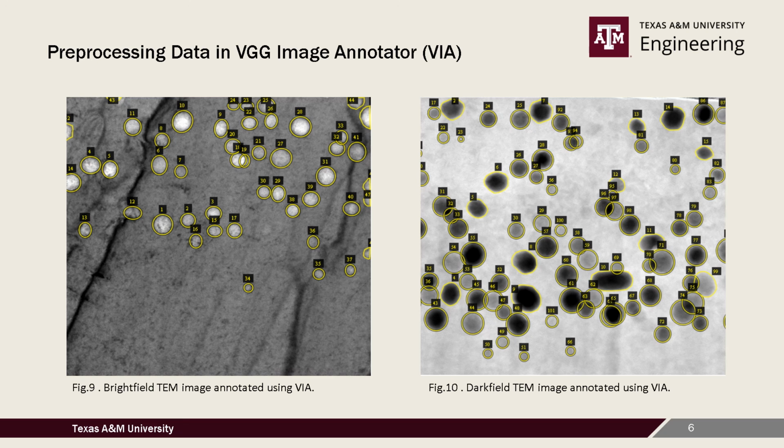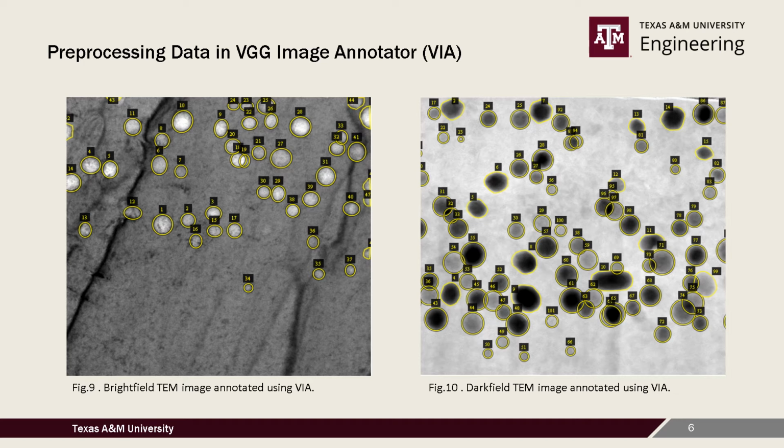Before training a model, data must be pre-processed. The data for this project was annotated using VGG Image Annotator, also known as VIA. There are two separate target models. One is for dark field detection and one is for bright field detection. Figure 9 being bright field and Figure 10 being dark field.